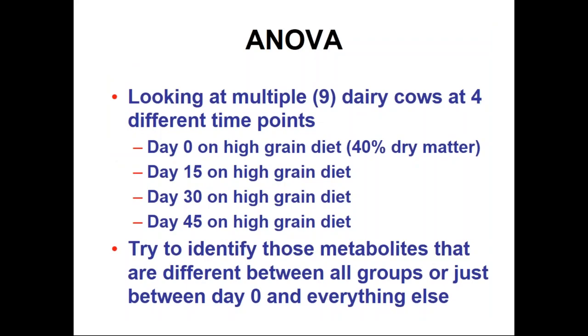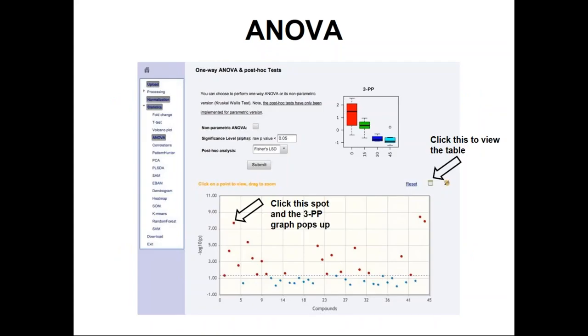So as I say, we're looking at those time points, day 0, before the grain diet is introduced, and then day 15 with the high grain, 30, 45. And then we're just trying to identify things that have changed, trying to say which metabolites are different between all groups or just between day 0 and everything else. And we can also do other kinds of ANOVA analysis.